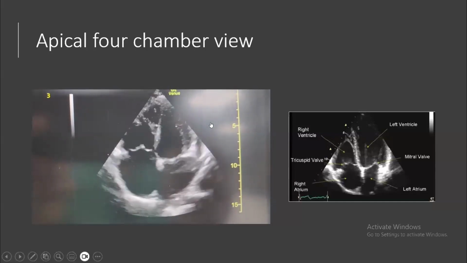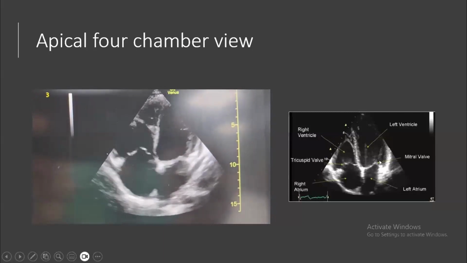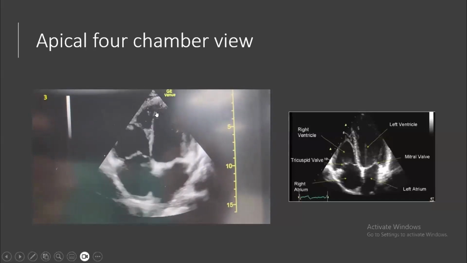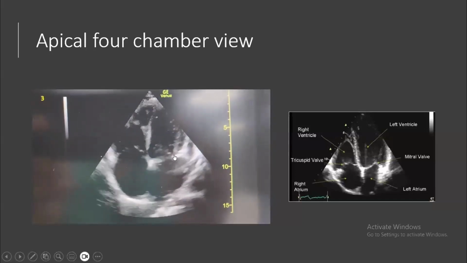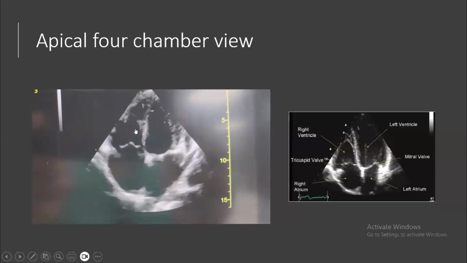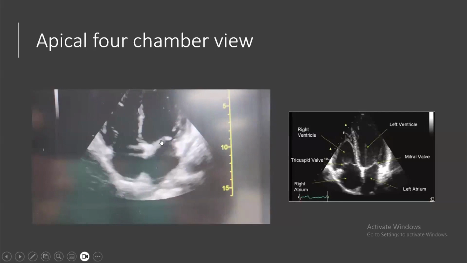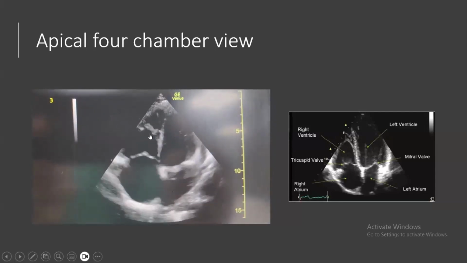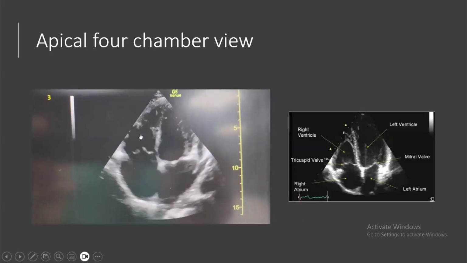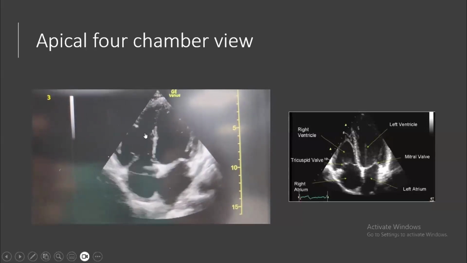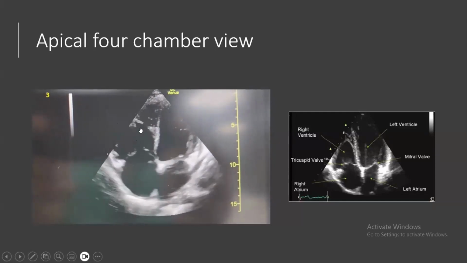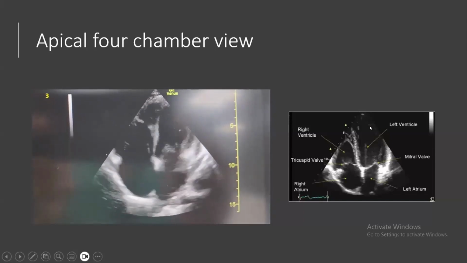Now, this is the apical four-chamber view. What you can see now, the probe is here. You can see the left ventricle apex, the whole circle of the left ventricle, the mitral valve, the left atrium, the tricuspid, and the right ventricle. In this patient, the right ventricle is almost equal to the left ventricle. So we have mild right ventricular dilatation with adequate contractility. It is dilated, right? It's equal. So this is the normal comparison.